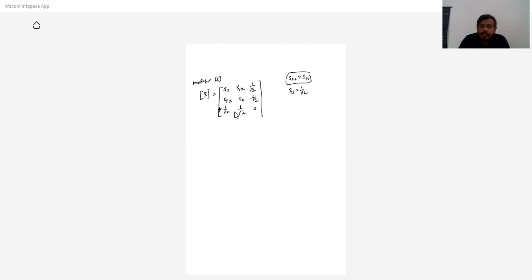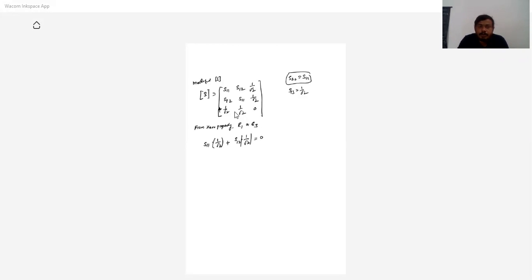Now from the 0 property, I'm taking row 1, column 3. So what is row 1, C3? That is S11 into 1 by root 2, plus S12 into 1 by root 2, that is equal to 0.